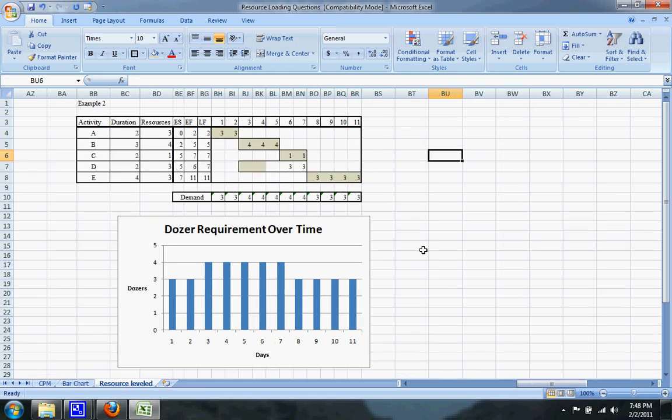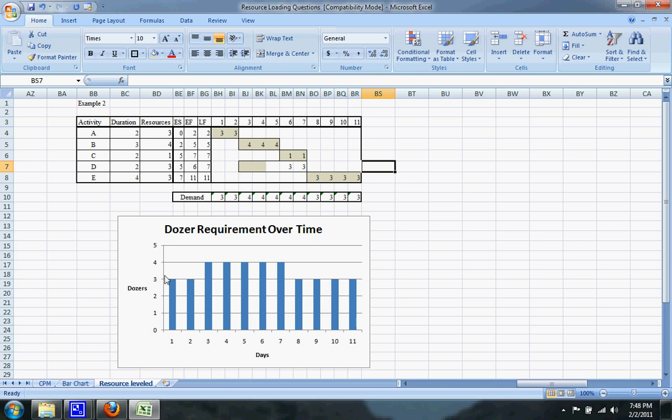Right there is how you resource level it. You can see that none of these activities, A, B, C, and E, have any float, so you can't move the resources around at all. But D does have float. The first 2 days can be moved down, and that's what we did. We moved them down to the last 2 days.